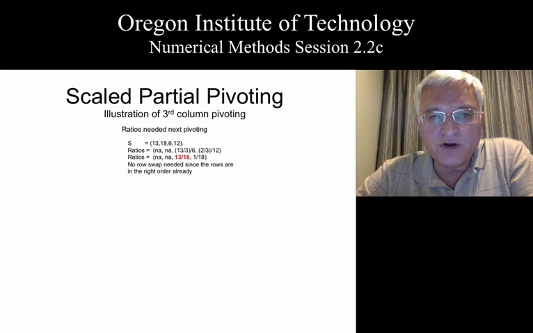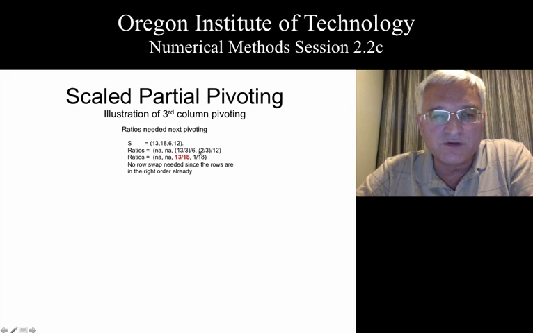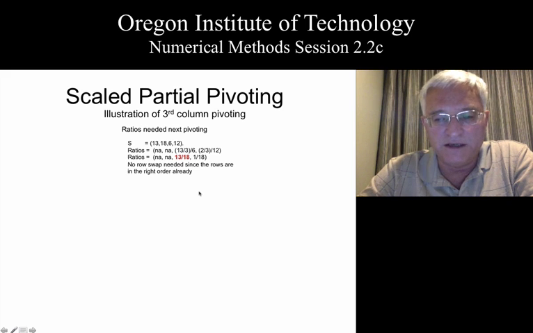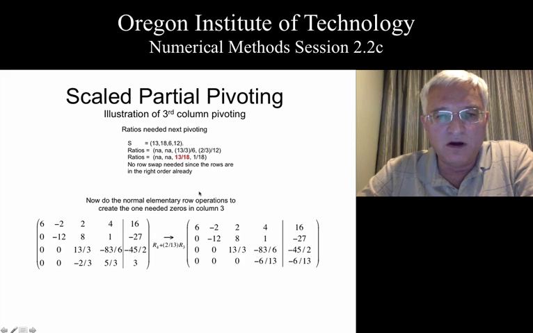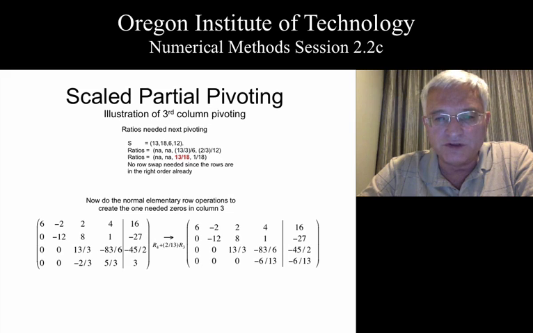Here's our third iteration as we're coming into the third column. As usual, we retain the original S vector. We calculate the ratios now just for rows 3 and 4, since those are the 2 that we're looking at. We discover that row 3 is numerically larger than row 4, so no swap is needed. We just continue on. Let's do the row reduction. That brings us to a final triangular form, and we are now ready to do back substitution.